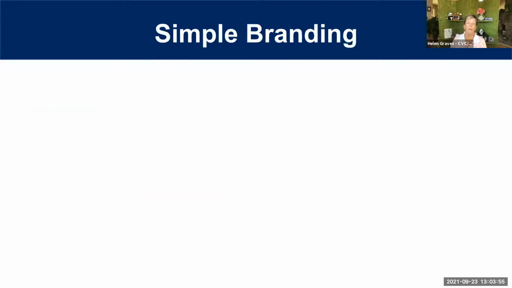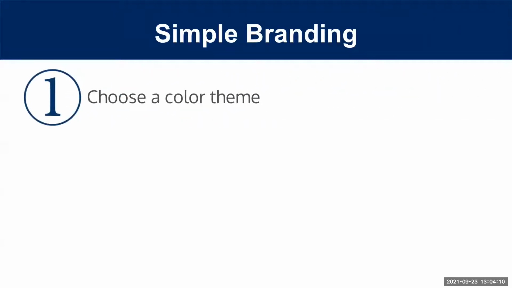The idea behind a course brand is to create consistency with color and designs and layout that are used for visual effect throughout the course. And there are 3 very simple ways to create a brand. First, you can choose a color theme.